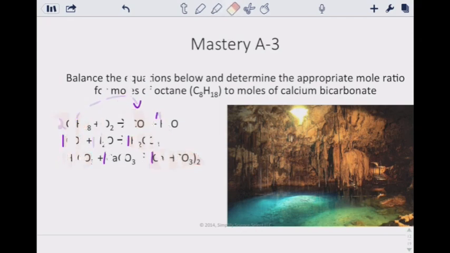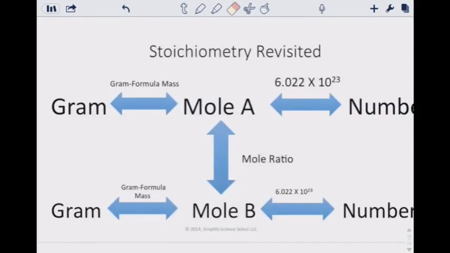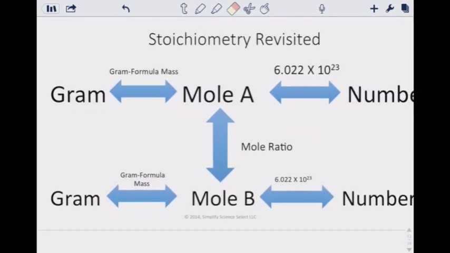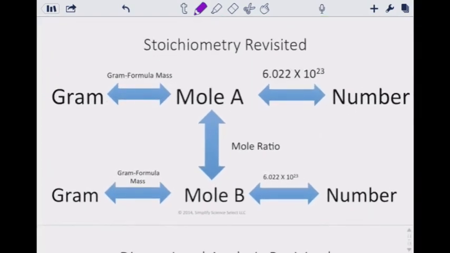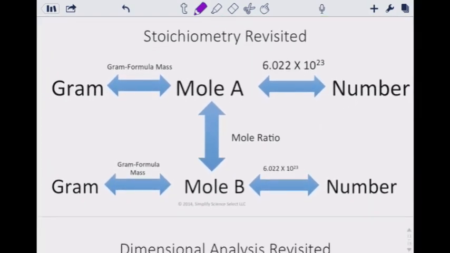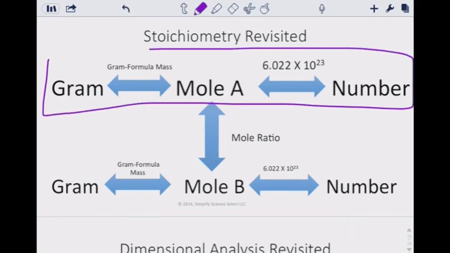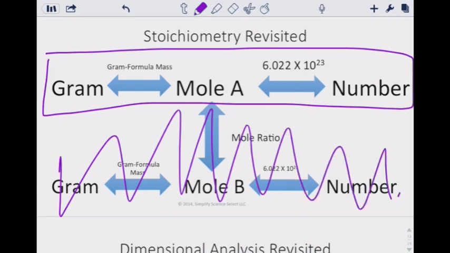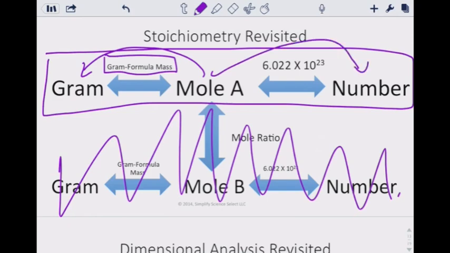So let's go ahead and keep going. Now, when we look at stoichiometry, we've already talked about going from grams to moles to numbers, or grams to moles to atoms. We've done this part before, and that should be familiar to us. Anytime we start with moles, we multiply to go to grams, and we use gram formula mass to do that. If we're going to go from moles to number of atoms or molecules, we use Avogadro's number.